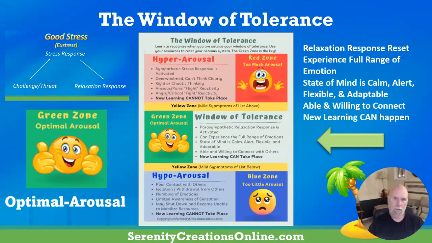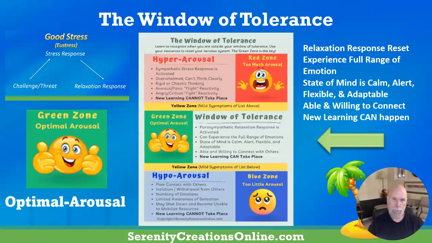With that adequate relaxation response, known as a parasympathetic reset to our nervous system, we can experience the full range of human emotion. We can have a state of mind that is calm, alert, flexible, and adaptable. We're able and willing to connect with others. And most importantly, in this green zone, new learning can take place because we're in growth mode now.